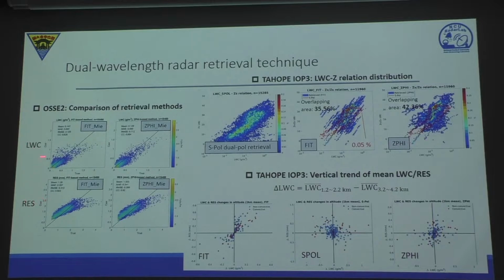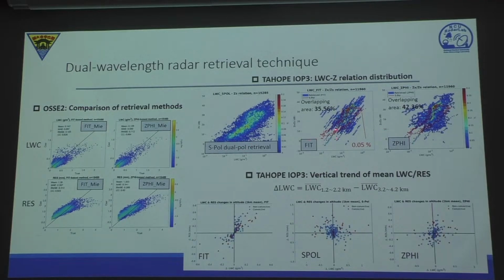So this represents how much water content we have. This represents how big the raindrop is, the mid size of raindrop. And then we apply the technique to the Tahoe data. We don't have the airborne measurement, so we use SPO IHI data and apply the DST retrieval technique.